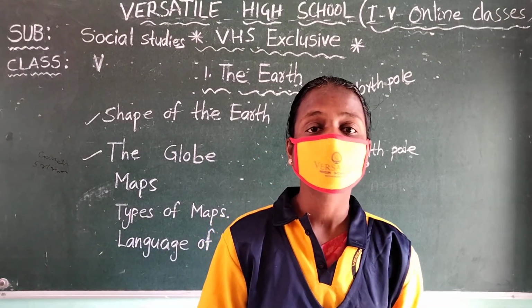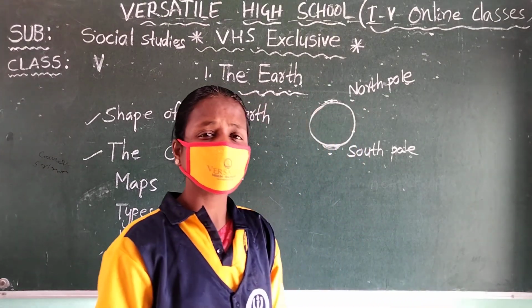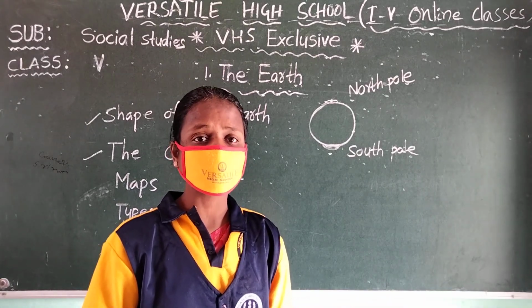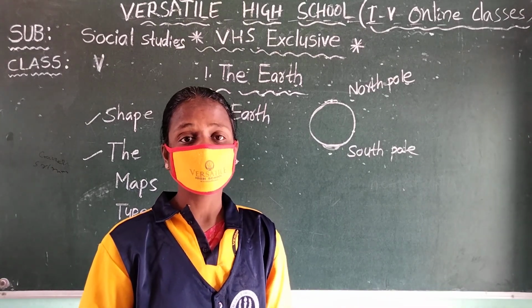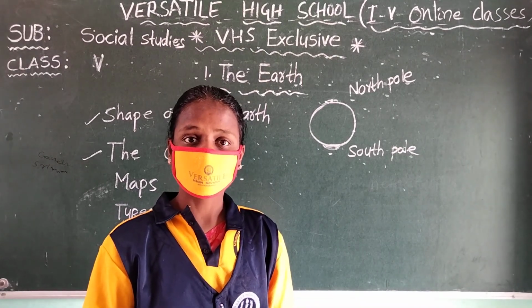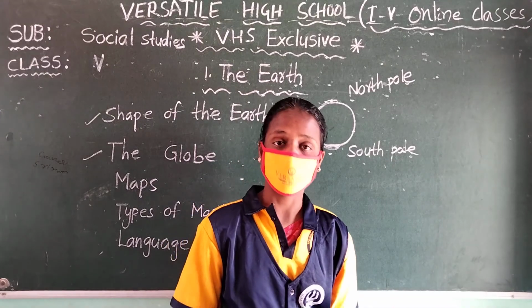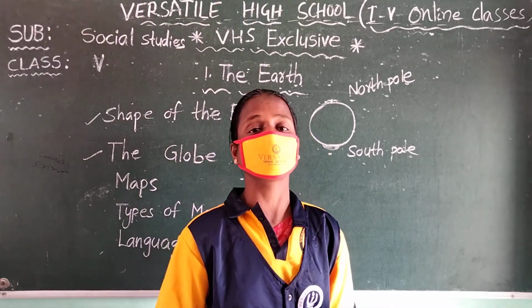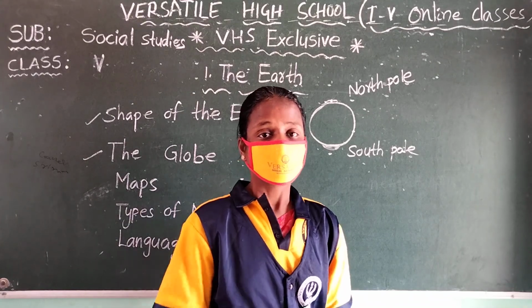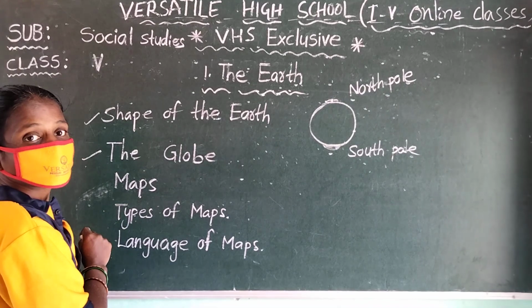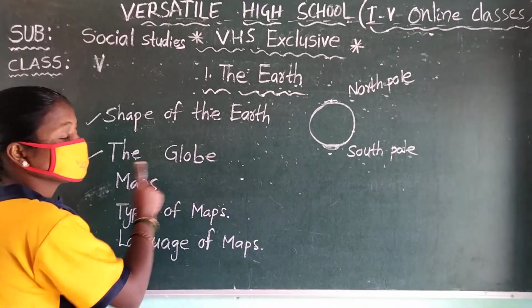A large globe is difficult to carry. We can't see the mountains and hills, plateaus, plains and water bodies clearly on the globe. So we say that the globe is a small model of the earth.